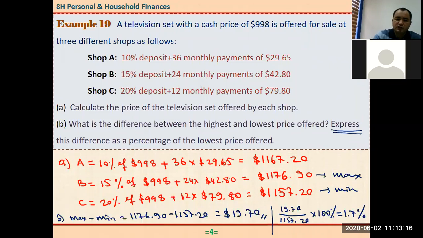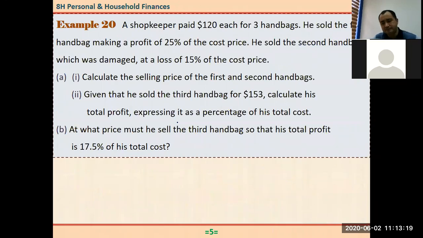Okay, next question, example 20. That's the last example about household finance, and I'm also thinking to solve some examples from exercise 8H. All right, example 20.